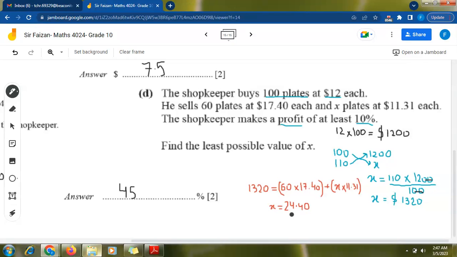We are rounding this number to 25 because 25 is the nearest higher number to 24. We cannot take 24 because that will make a profit of less than 10%. So the question says that since the shopkeeper is making a profit of at least 10%, it means 10% or more than 10% is acceptable, less than 10% is not acceptable. So that's why we are rounding this number to the higher side, and the number just above 24 is 25, so we will just take 25. So the value of x is coming out as 25. 25 plates have been sold at 11.31 in order to get the profit to at least 10%.